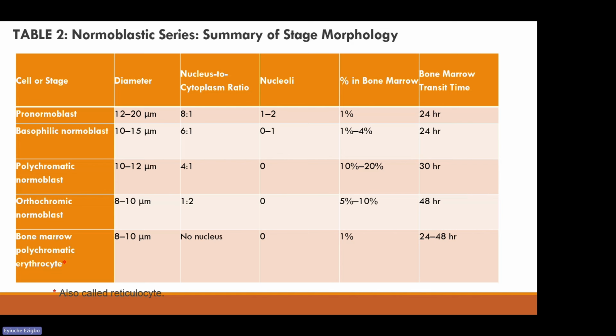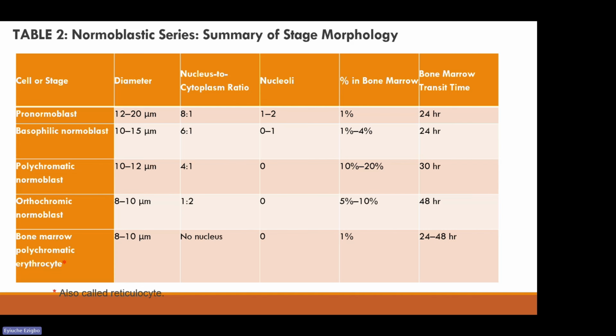So the normoblastic series, a summary of the morphology. You can see this is where the cells are described. The pronormoblast, the diameter is 12 to 20 micrometers. What is the diameter of the basophilic normoblast? The polychromatic normoblast, what is the diameter? Orthochromatic normoblast, bone marrow polychromatic erythrocytes, what is the diameter?